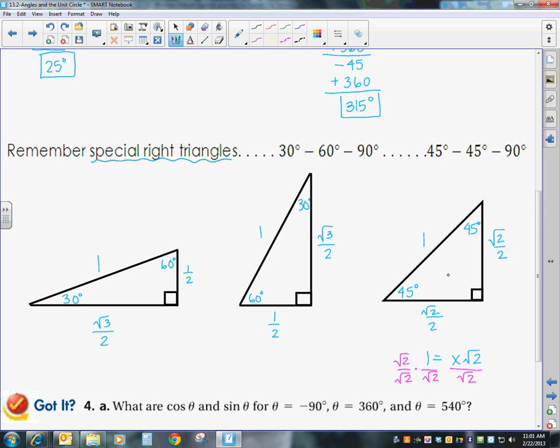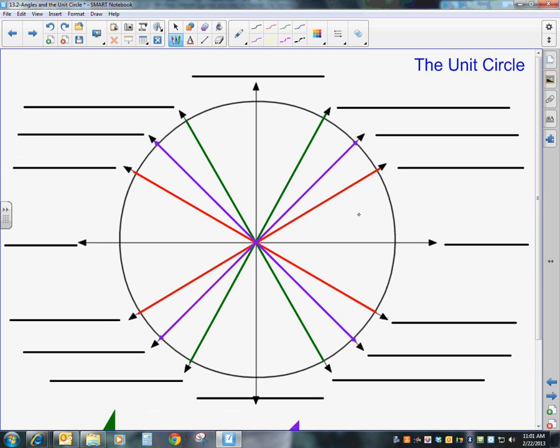So we're going to use this information and carry it over to a unit circle. Our unit circle, hopefully you also remember from geometry that the equation for a circle is x squared plus y squared equals r squared, if the center is at the origin, which is where we are, and my radius is 1.